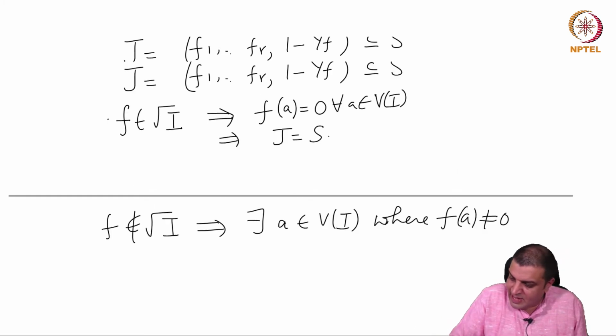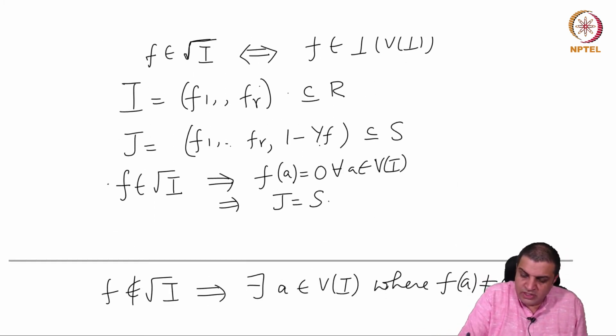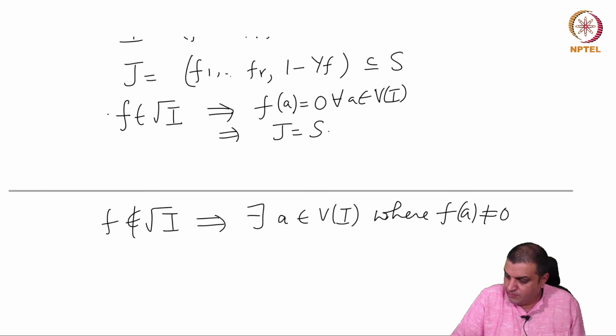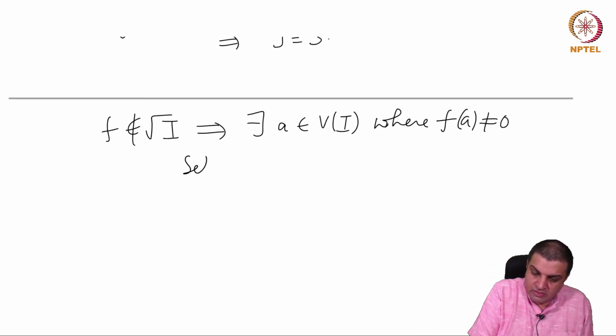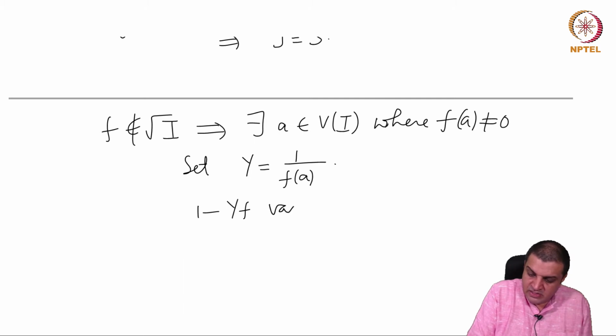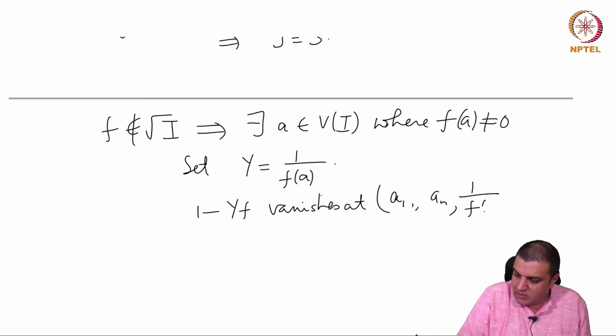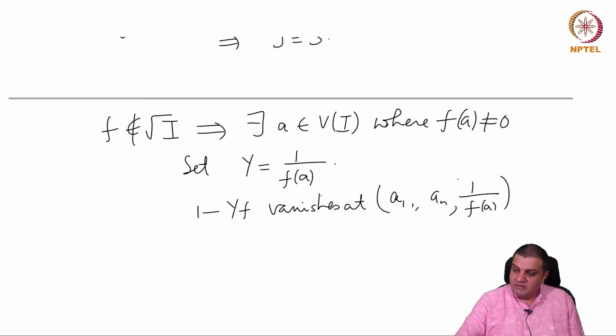If you substitute a into these polynomials, these things vanish, so that's okay. And f does not vanish, then appropriately you can choose a y such that 1 minus fy vanishes. So set y to be 1 over f of a, then 1 minus yf vanishes at a1 through an and this value of f of a. Okay, and this is well defined because it is non-zero.